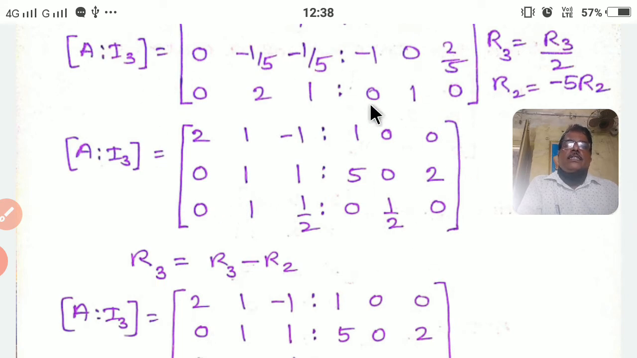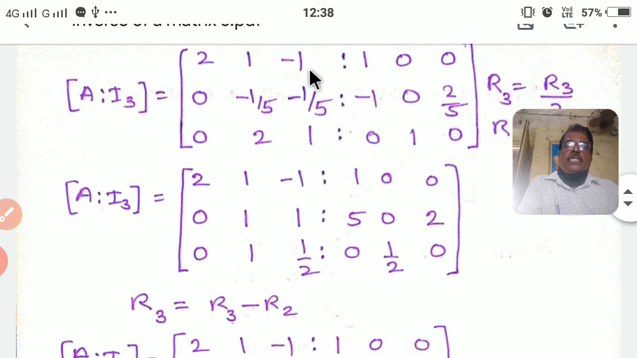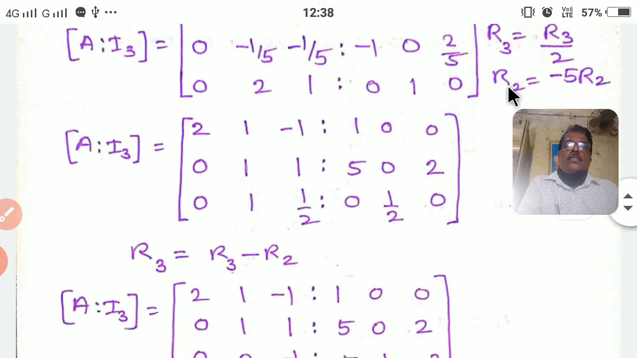Next here again we carry out these two operations. So R3 can be written as R3 by 2 and R2 is equal to minus 5 R2. Now see, first row as it is, 2 1 minus 1. Next, second row R2 is equal to minus 5 into R2. So multiply this R2 with minus 5, that is 0, minus 5 by 5, that is 1, minus 5 by 5, that is again 1. Next here R3 is taken as R3 by 2. So divide this R3 by 2. So 0, 2 by 2 is 1, then 1 by 2.